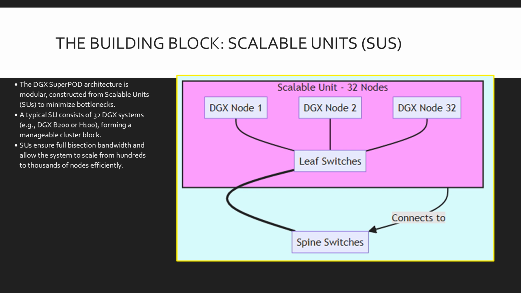This visual represents a single scalable unit. Inside the box, you see the compute nodes, such as DGX systems. These are tightly connected to their local leaf switches. Notice how the SU encapsulates this complexity. The connections going out to the spine switches allow this single unit to connect with other SUs. This modular approach simplifies the massive complexity of wiring thousands of GPUs.